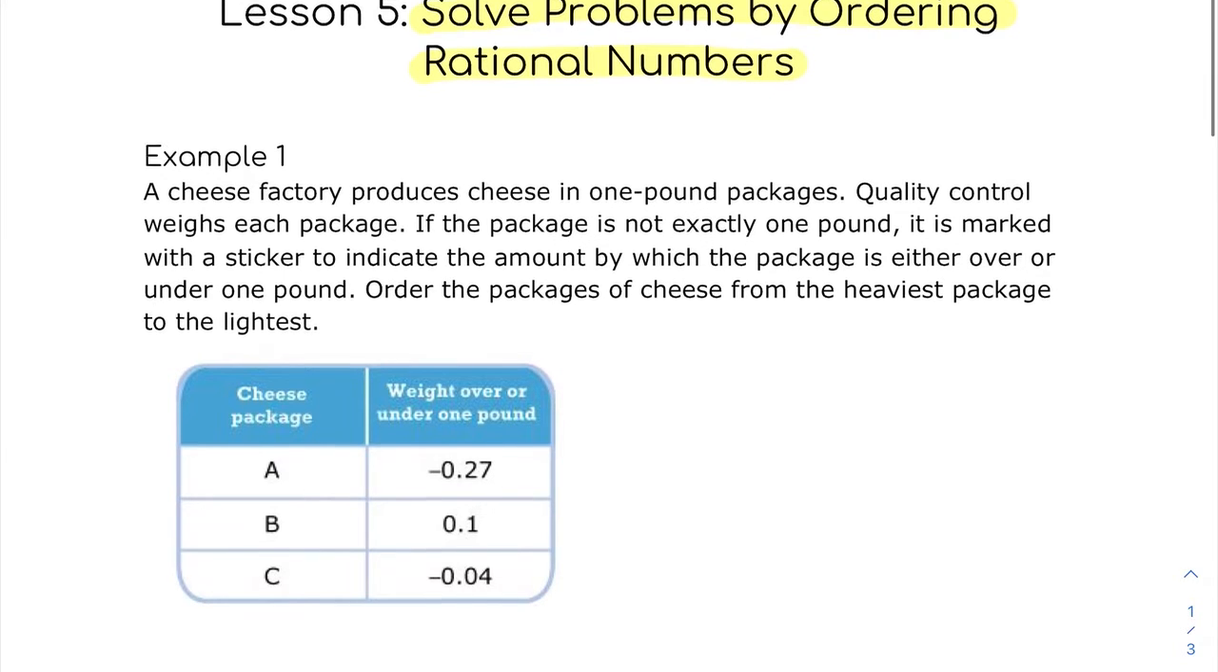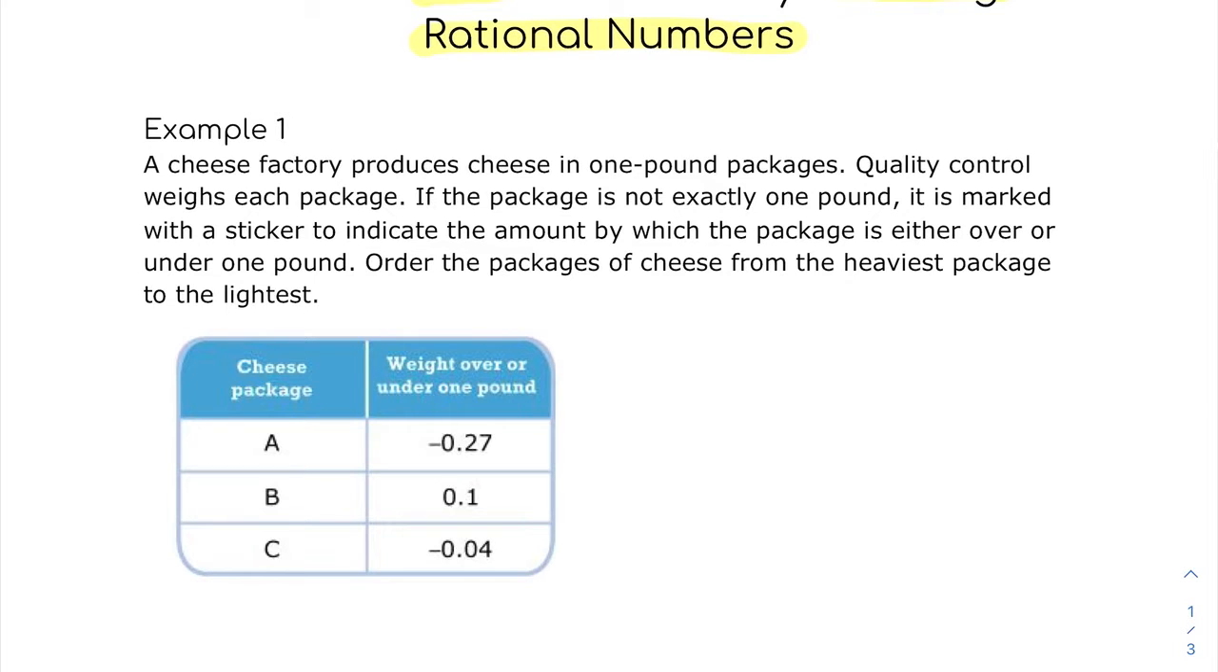Example 1 says a cheese factory produces cheese in 1-pound packages. Quality control weighs each package. If the package is not exactly 1 pound, it is marked with a sticker, so we mark them to indicate the amount by which the package is either over or under 1 pound. And we want to order the packages of cheese from heaviest to lightest. So we want to go from our heaviest weight all the way down to our lightest weight.